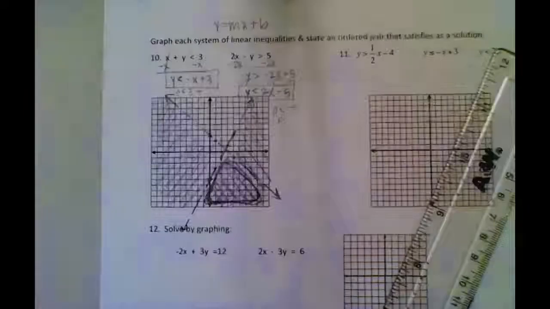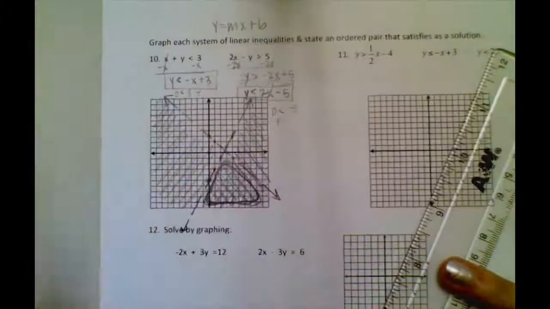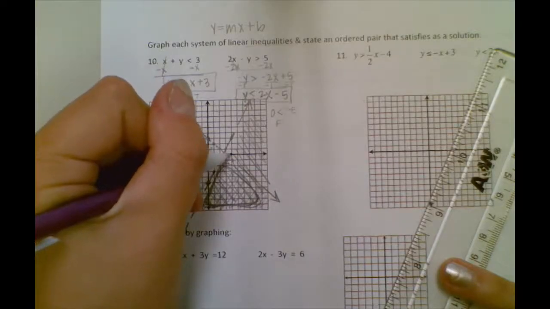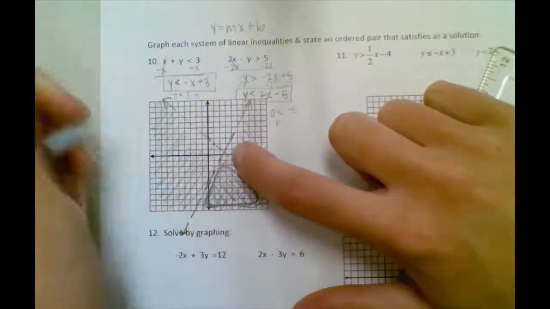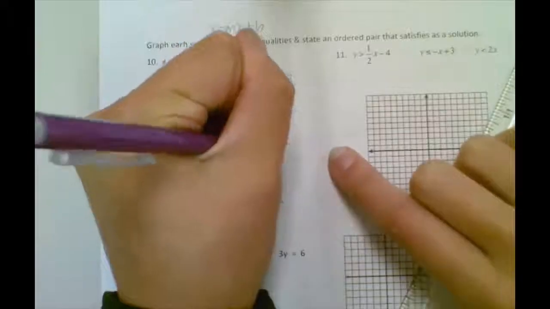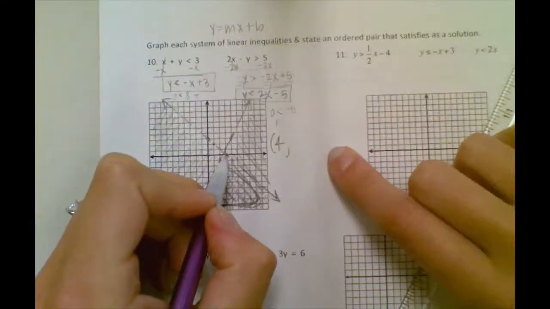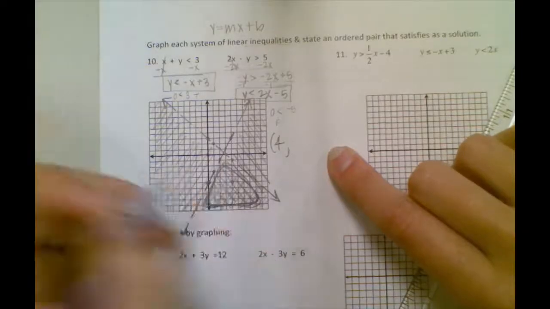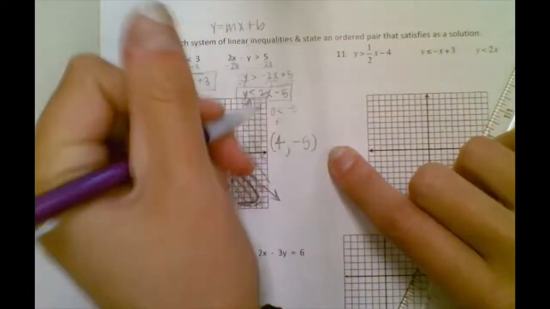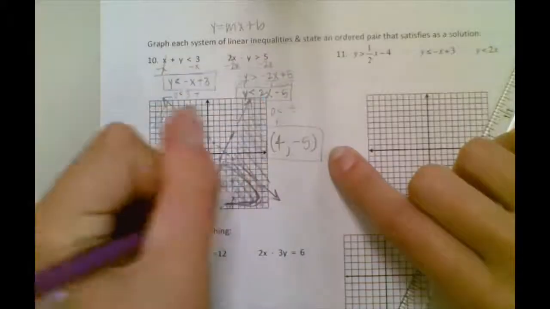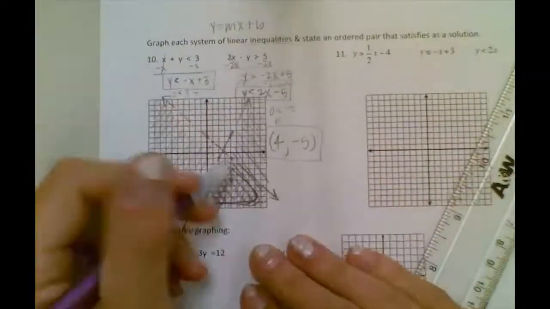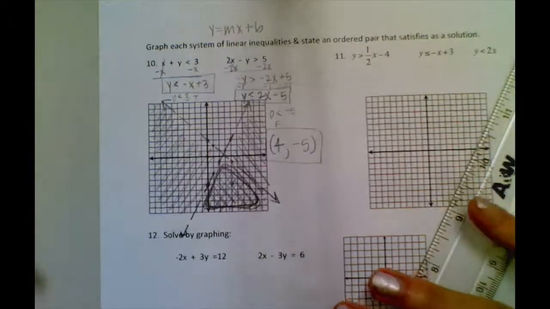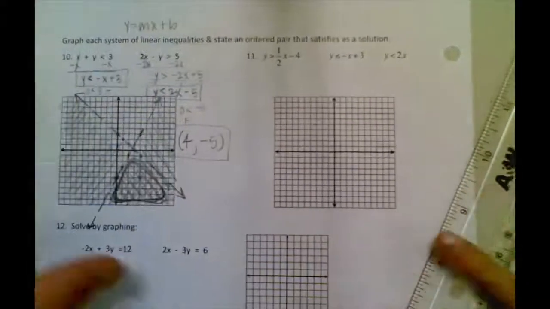Okay, so now you have to state an ordered pair that satisfies this as a solution. So I'm going to pick 1, 2, 3, 4. I'm going to pick 4. Let's see. 1, 2, 3, 4. Negative 1, 2, 3, 4, 5. 4, negative 5 works. There's many others, any coordinate point in this shaded region where the shadings intersect will work for that. Okay? All right, let's do another one.